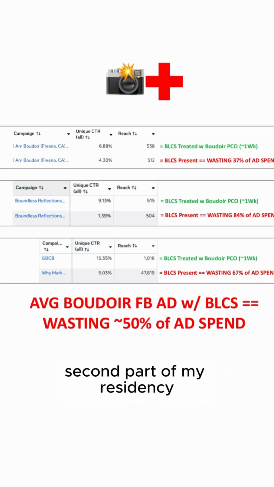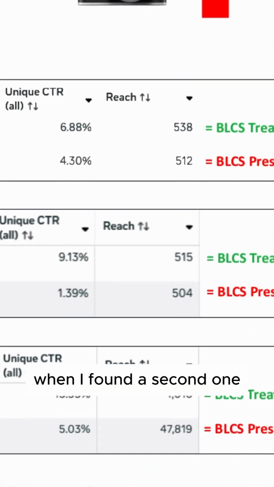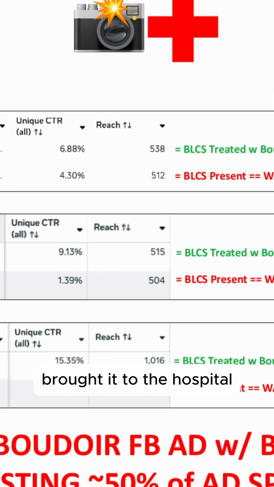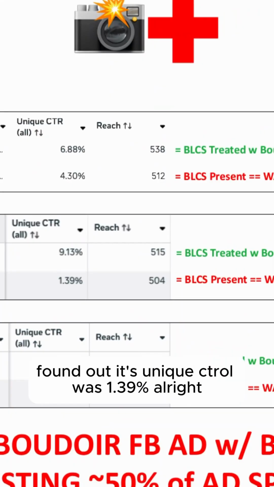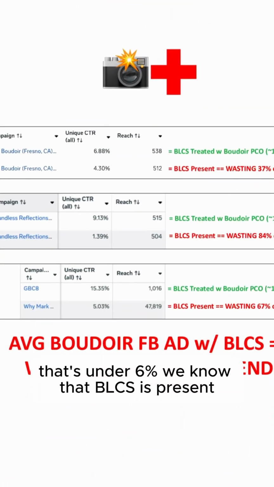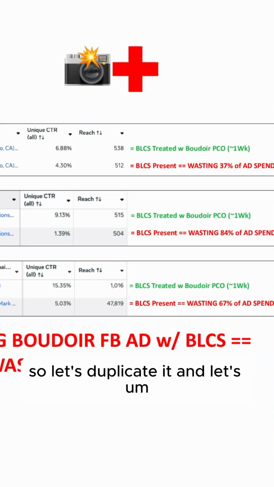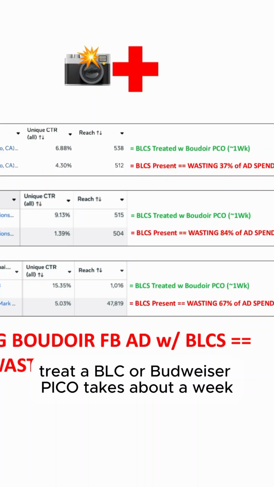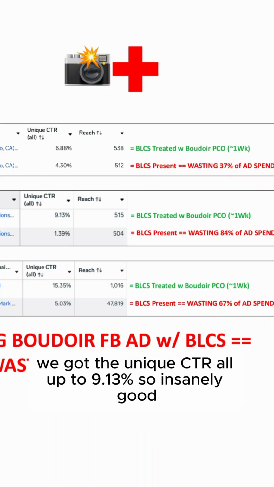Next, second part of my residency, I went out and found a second one, brought it to the hospital, tested it, and found its unique CTR was 1.39%. All right, that's under 6%. We know that BLCS is present. So let's duplicate it and treat it with Boudoir Pico. It takes about a week. So we did that. We got the unique CTR all up to 9.13%. So insanely good.